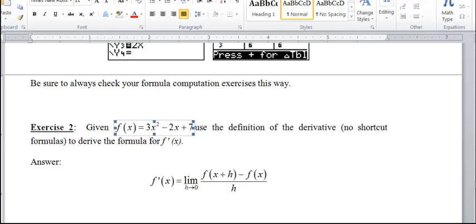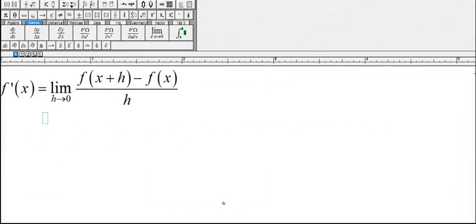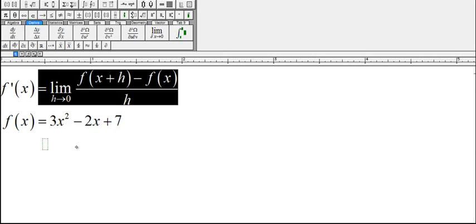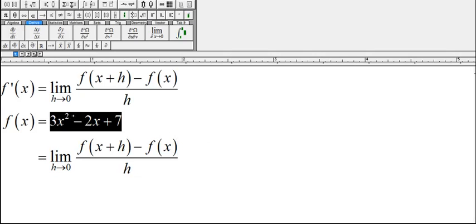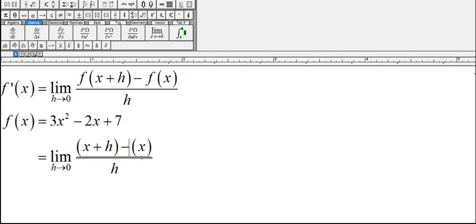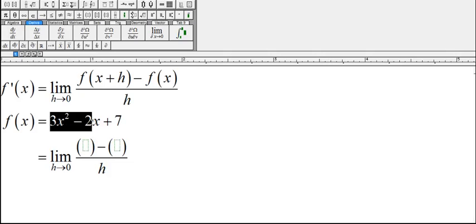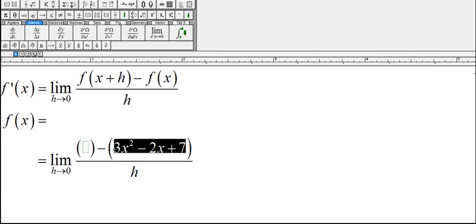F of x equals 3x squared minus 2x plus 7. We'll get to that in a minute. So here we have our function. So basically we're going to have two sets of parentheses here, like this, and we have to put in those two parentheses something. Well, the second one is f of x, so it's just our original formula.